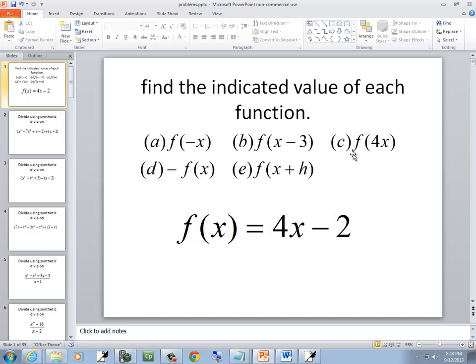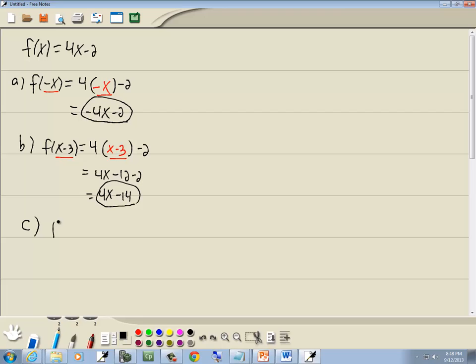Now c, we want to find f of 4x. Again, I go back to my original function, where my x is, I put in parentheses. So we've got 4 times parentheses minus 2. Whatever is inside of the parentheses right here is automatically what we put in right here. So we'll put a 4x there. Well, 4 times 4x is 16x, and then I'll bring down the minus 2. And that's our answer for part c.